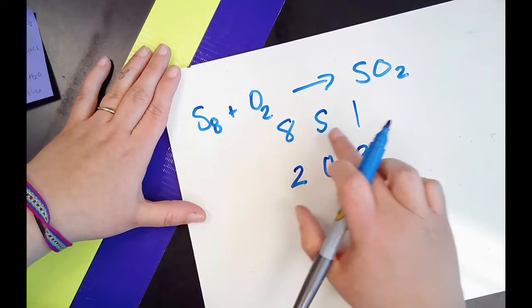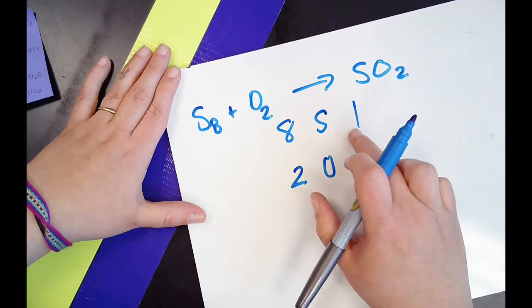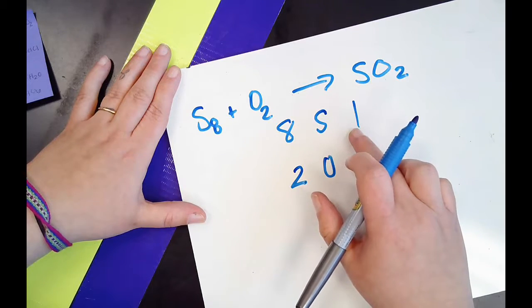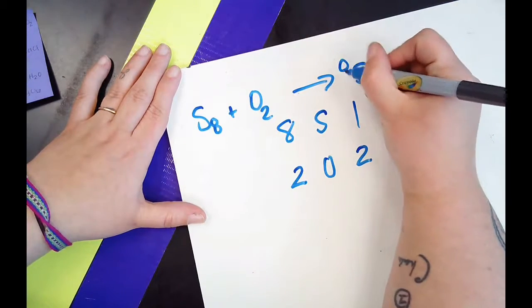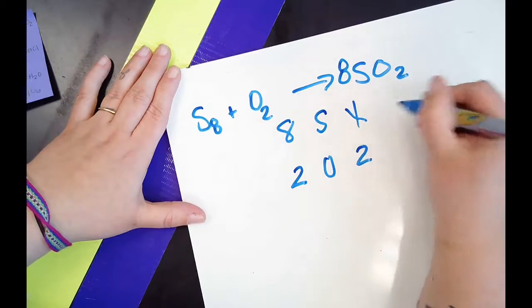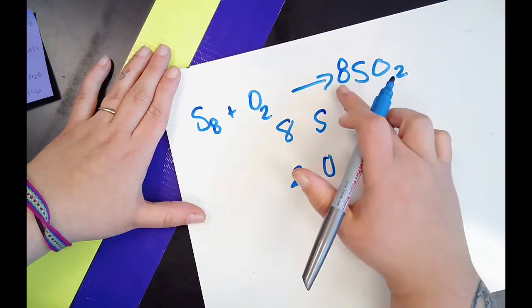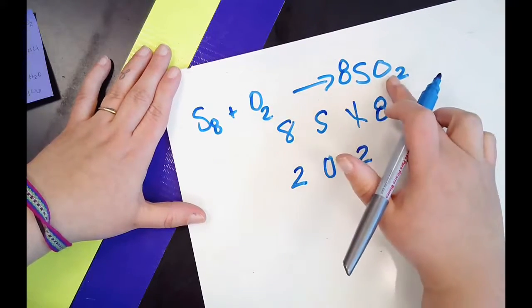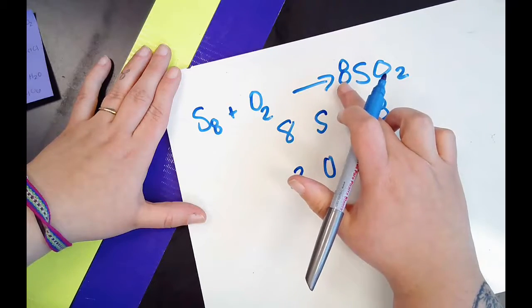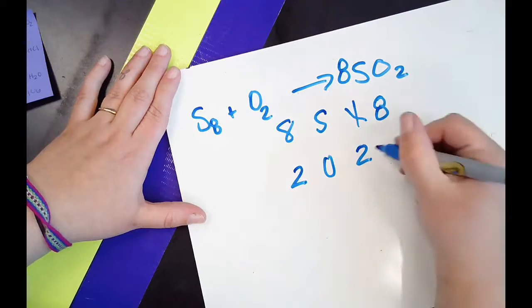I need to have 8 on the side of 1. The only way to make 1 turn into 8 is to multiply it by an 8. I'm going to put an 8 in my sulfur dioxide, and that turns that into 8. But it also changed my oxygen too, because remember, coefficients apply to everything that they're in front of. So I have 8 times 2 oxygen. So 8 times 2 is 16. So now I've got 16 oxygens over here.